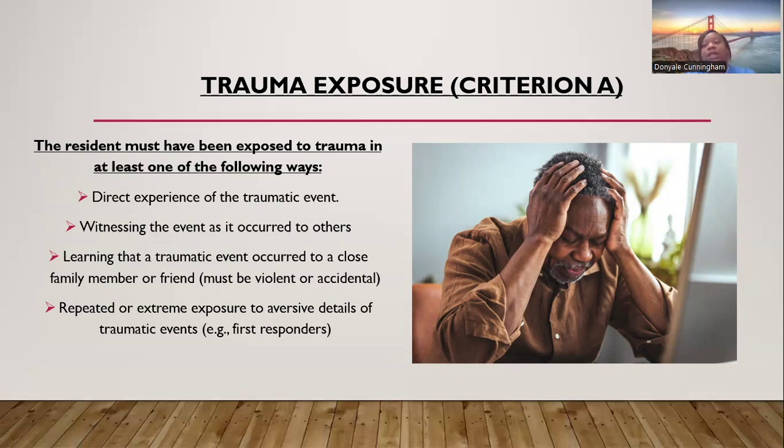This can look like watching someone else get injured or killed in an accident or any act of violence. Learning that traumatic events occurred to a close family member or close friend. And in cases of actual or threatened death, the event must have been violent or accidental, like in homicide or car crash, not death by illness. And then experiencing repeated or extreme exposure to adverse details of the traumatic events. This can look like, again, first responders collecting human remains, police officers, or trauma counselors hearing disturbing stories as a part of their job.